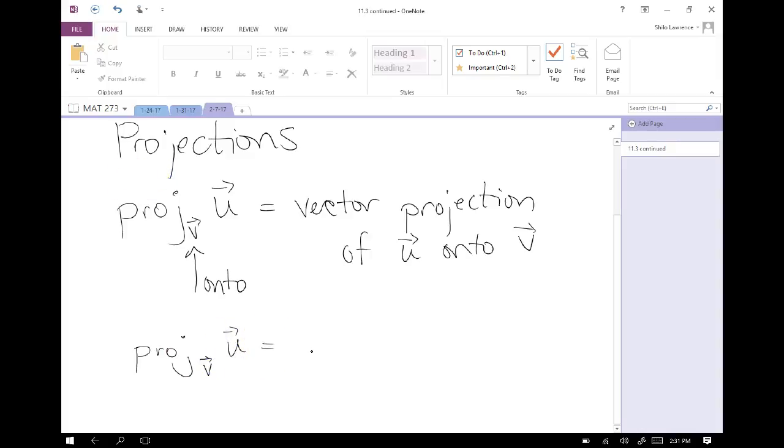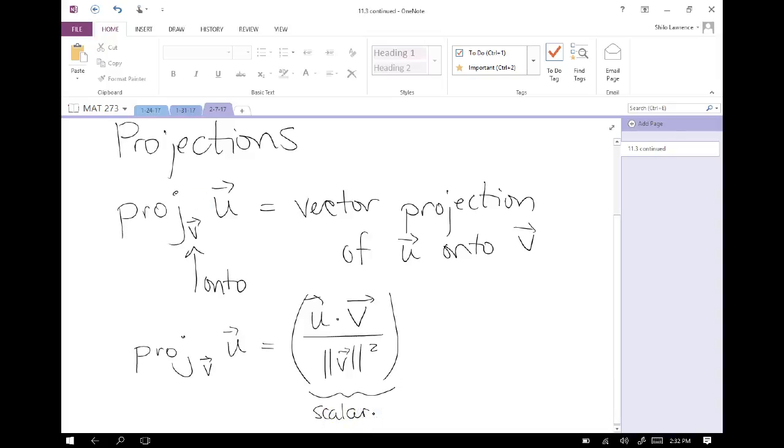So there's just a formula for it, but I'm also going to draw a picture to try to give it a little bit more meaning. So the vector projection of U onto V, we do U dot V over the magnitude of V squared, and that value is a scalar. Dot product gives back a scalar, magnitude gives back a scalar, and we're just setting them up in a fraction. Okay, so this entire value here is just a scalar.